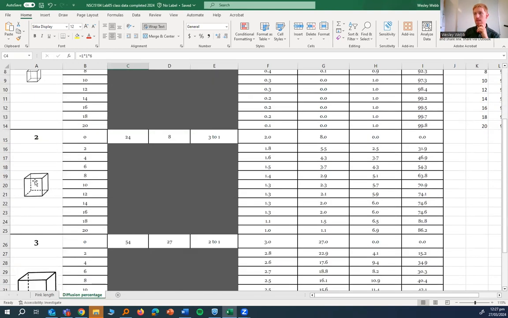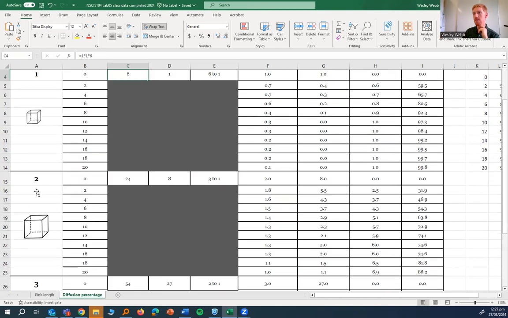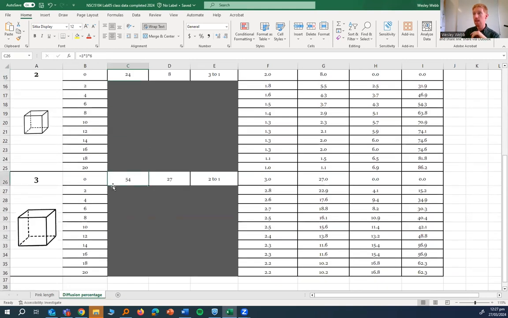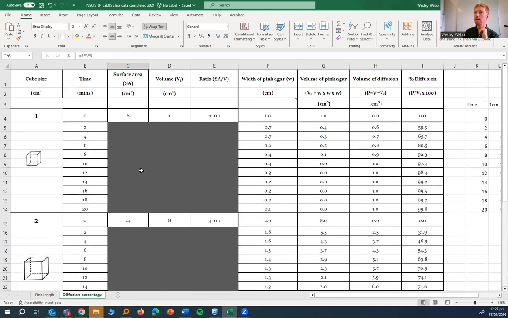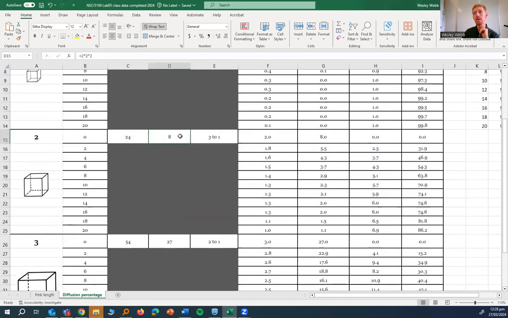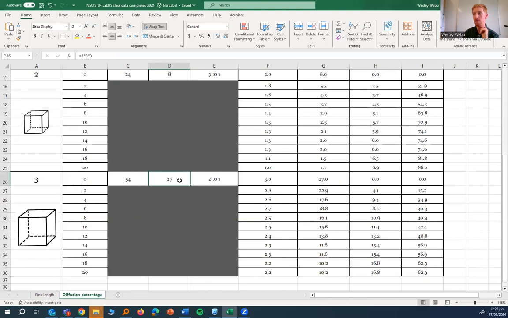For a 2 centimeter cube, where all the dimensions are 2 centimeters, you end up with a surface area of 24 centimeters squared. And for a 3 by 3 by 3 cube, you get 54 centimeters squared. And then these are the volumes: 1 centimeter cubed, 8 centimeters cubed, and 27 centimeters cubed.